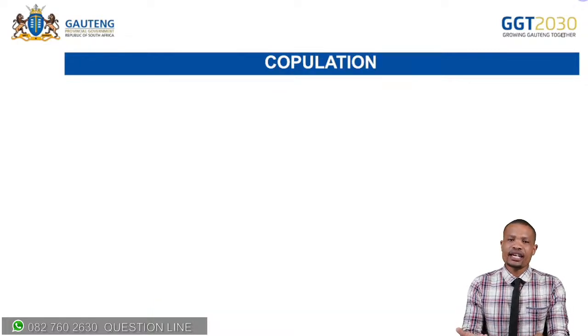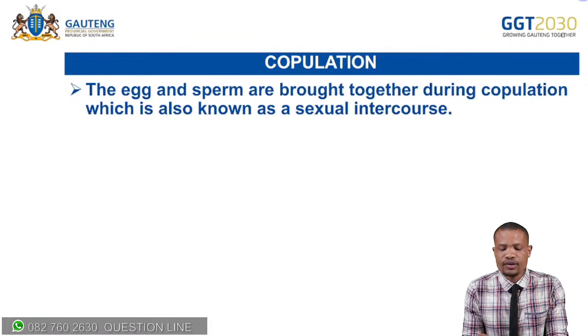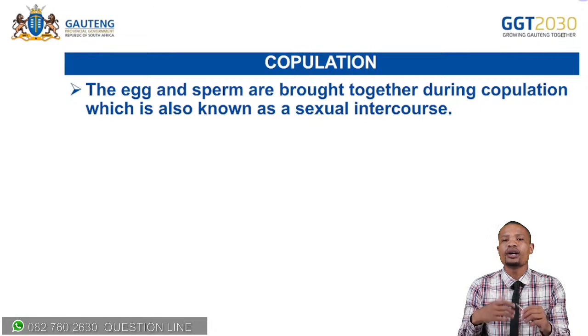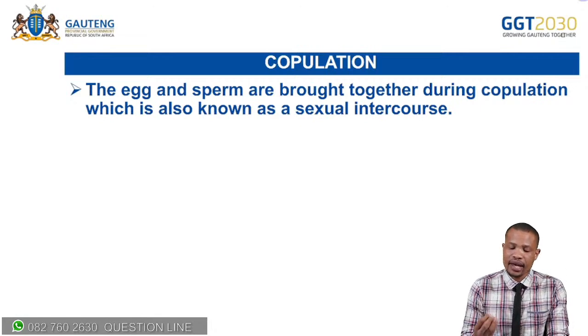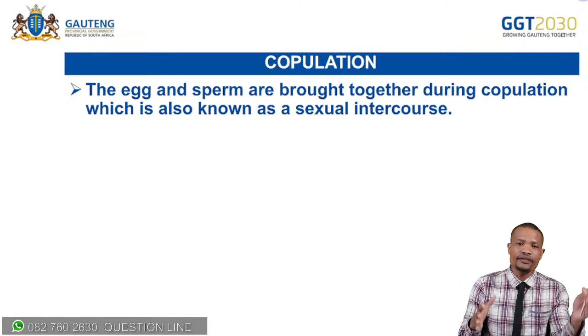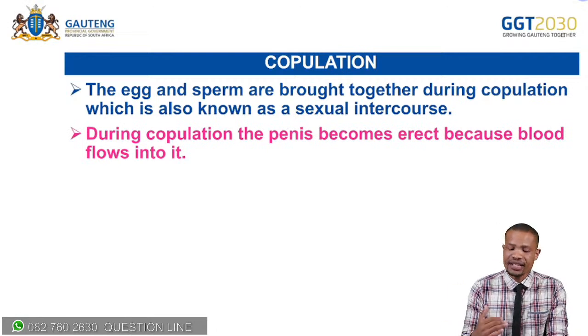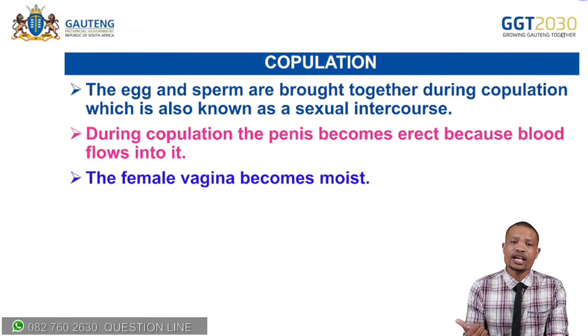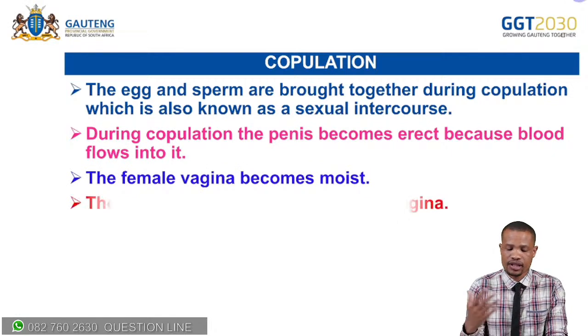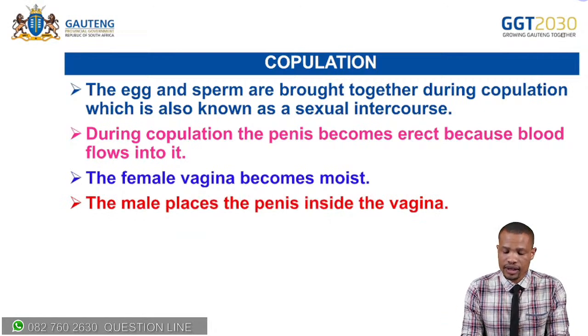Right. So the next stage is copulation. What is copulation? Well, copulation is when the egg and the sperm are brought together. Copulation is when the female and the male come together during sexual intercourse. So during copulation, the penis becomes erect because it has blood flowing through it. So it becomes erect and hard. Okay. And the female vagina becomes moist in anticipation for this intercourse.